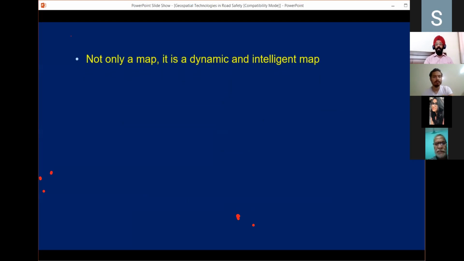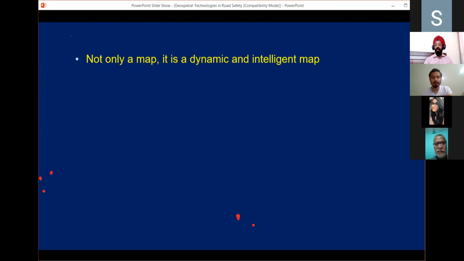So when we talk about GIS or a map, it is not only a map, it's a dynamic and intelligent map. When we use our mobile system for navigation from A to B, it automatically gives me 2 or 3 routes: this is the shortest route, this is the best route. So this is a dynamic and intelligent map. As soon as the position of my vehicle changes, the route navigation also changes automatically. That is the advantage of these types of maps, dynamic and intelligent maps.